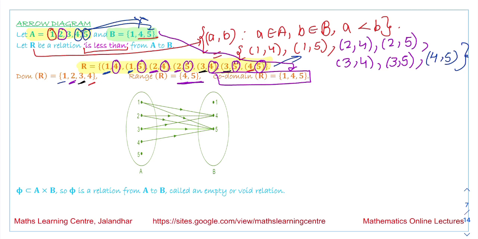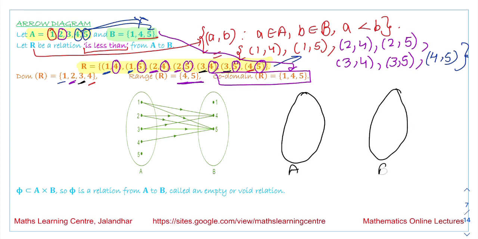Now when we have to draw the arrow diagram, this is the set A that we have and this is the set B that we have. In set A we have 5 elements: 1, 2, 3, 4 and 5. In set B we have 3 elements: 1, 4 and 5. Now by this relation, 1 is related to 4.